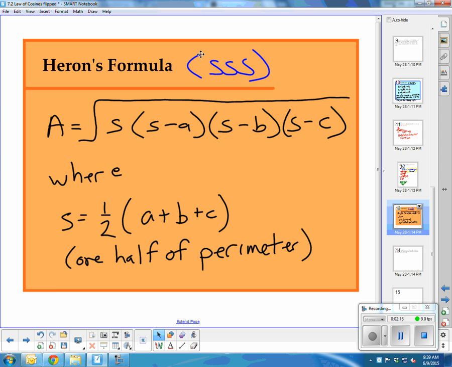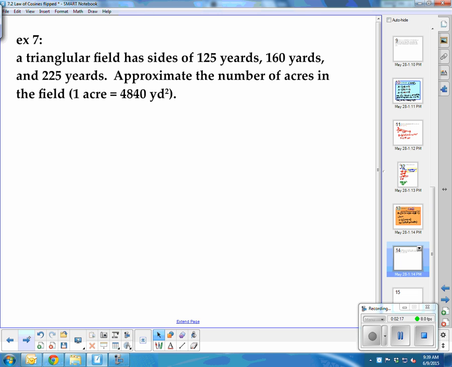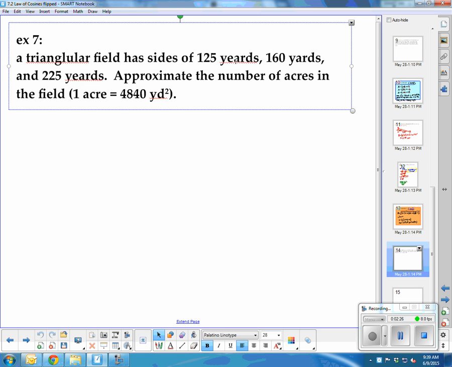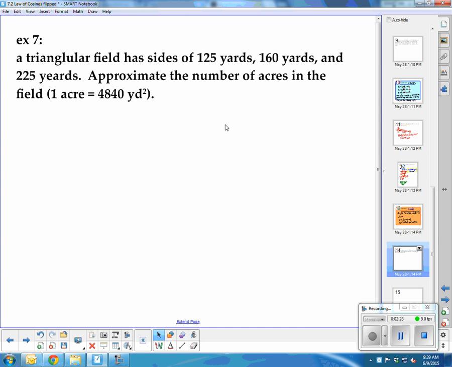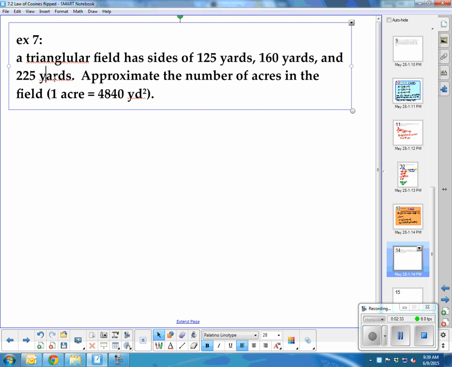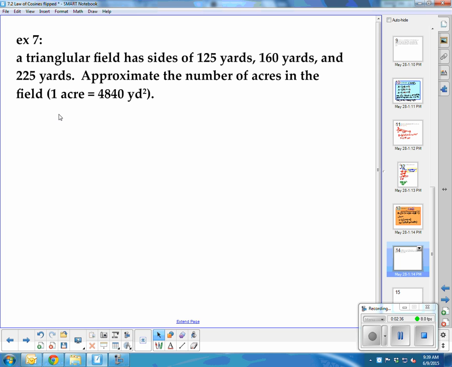So let's just take a quick look at an example, because it's really just using the formula here. Oops, I got a spelling error there. A triangular field has sides of 125 yards, 160 yards and 225 yards. Approximate the number of acres in the field.